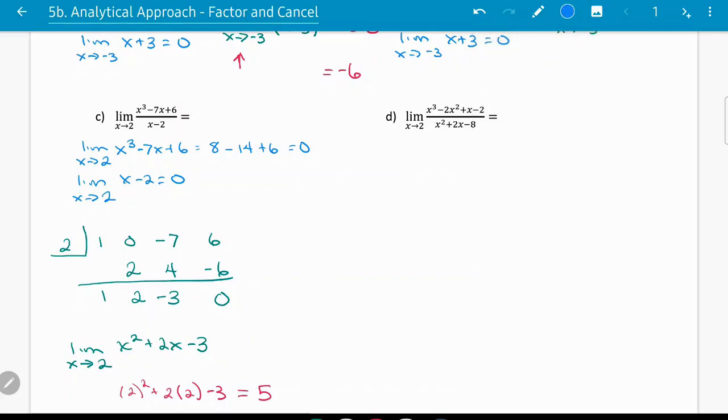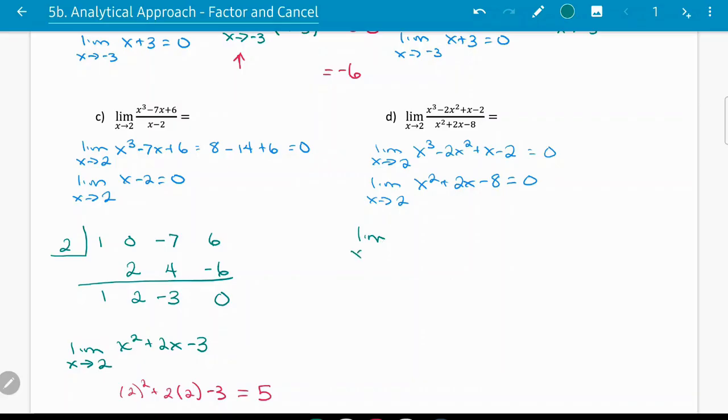All right, and so this last one, we have the limit as x approaches 2 of x cubed minus 2x squared plus x minus 2. And I can see that that's going to give me 8 minus 8 plus 2 minus 2, which is 0. And we have the limit as x approaches 2 of x squared plus 2x minus 8. And again, we have 4 plus 4 minus 8, which is also 0. So now we will begin the factoring.